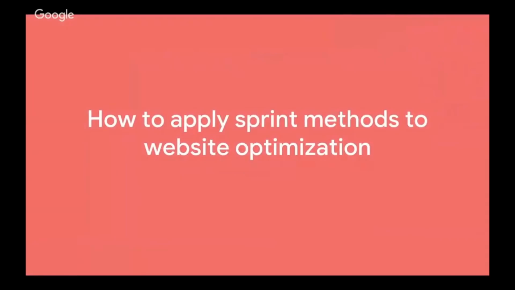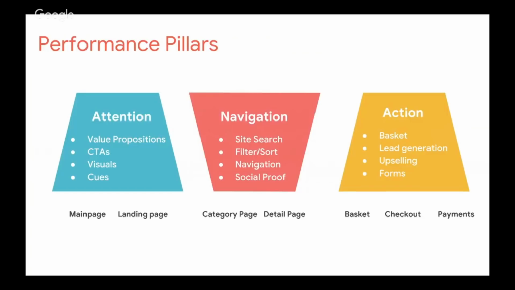So last, I wanted to talk a little bit about how you can apply these sprint methods to your website optimization. Oftentimes, your sprint will focus on one of the 3 main performance pillars: attention, which is the landing page or the main page that your audience goes to; navigation, so how they get from that main page to a detail page or category page; and lastly, the checkout flow, so the action that you want them to take.